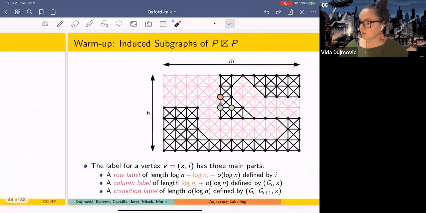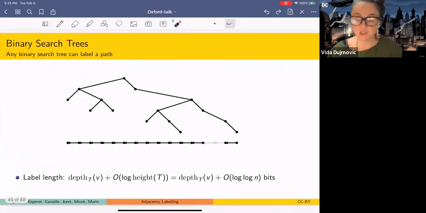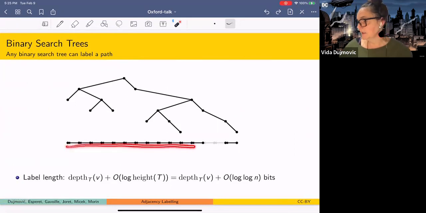Okay, so here's how you do it. You use a binary search tree. So this is your path. This is a forest of paths. For example, we have this path, then one vertex is missing, then we have this path.